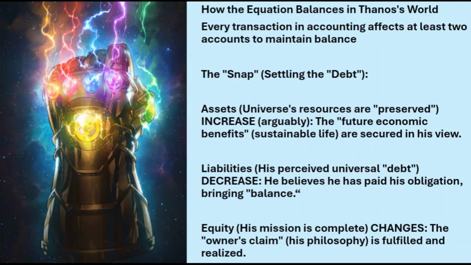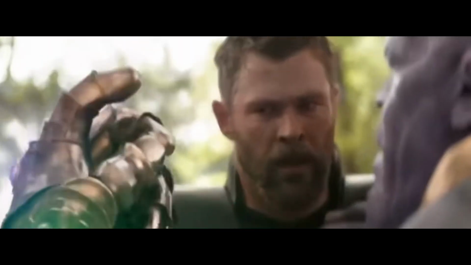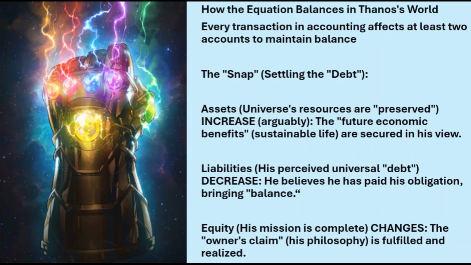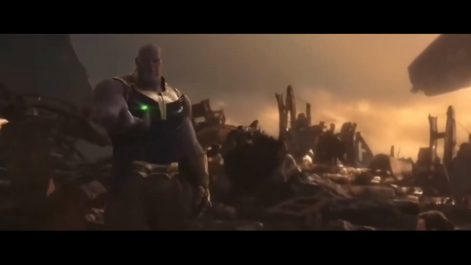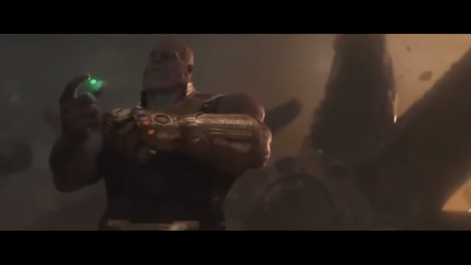The best way to explain settling the debt, of course, is the snap, the infamous snap. His assets, or rather the universe's resources, are preserved or increased, arguably, and the future economic benefits, sustainable life, are secured in his view. The liabilities, his perceived universal debt, is decreased. He believes he's paid his obligation and, of course, brought his balance. And then finally, his equity. His mission is complete and it changes the owner's claim. His philosophy is fulfilled and realized. So that's the snap explained in accounting terms.